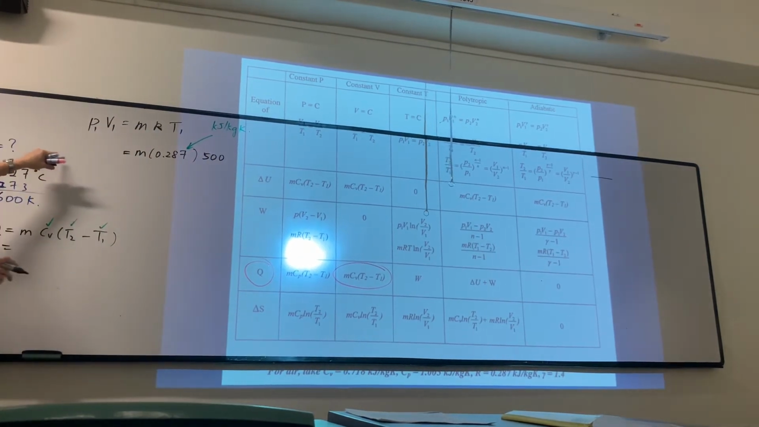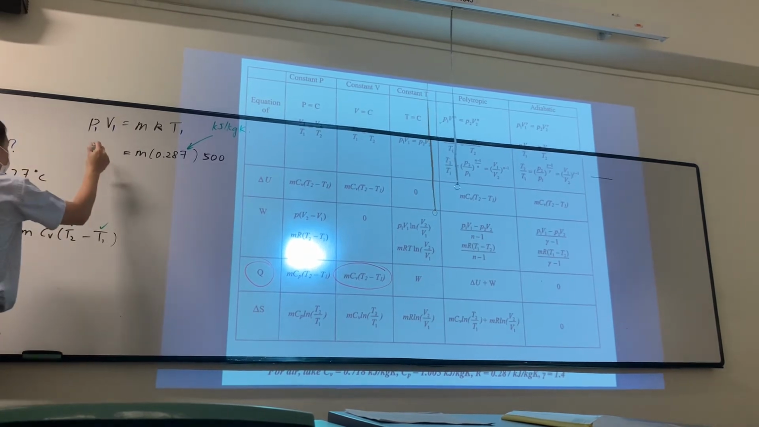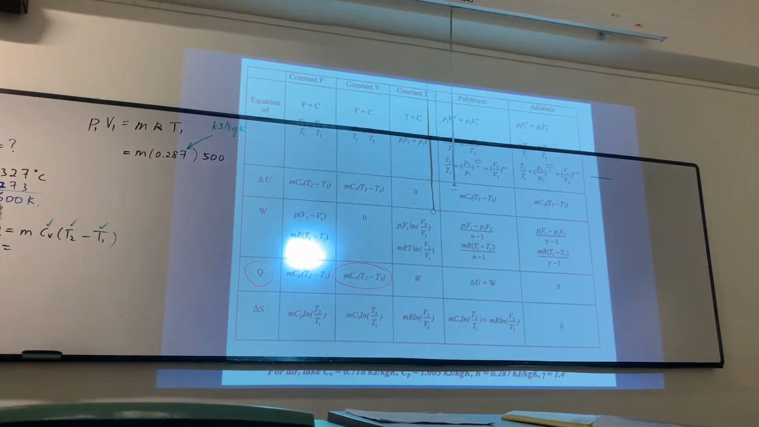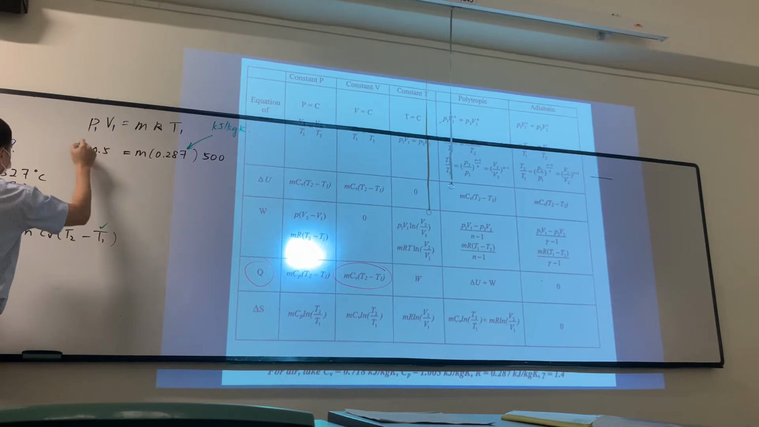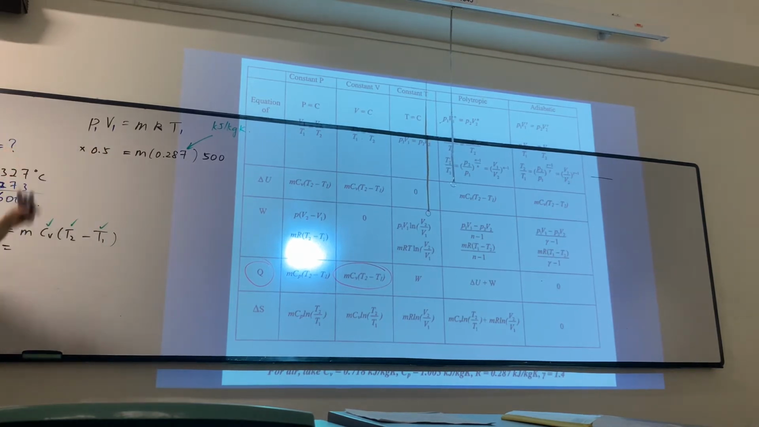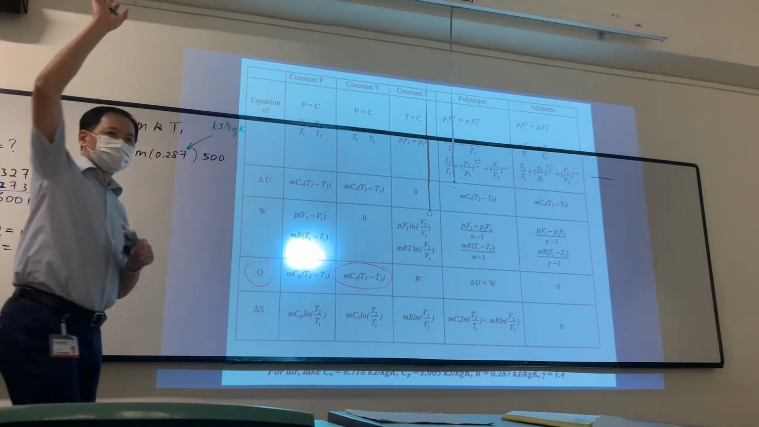Okay, now talk about the left side. Volume definitely is meter cube, 0.5. Now the pressure. You put bar, you put Pascal, or you put kilopascal? How many of you say Pascal?